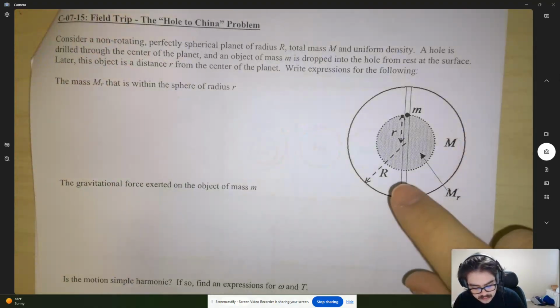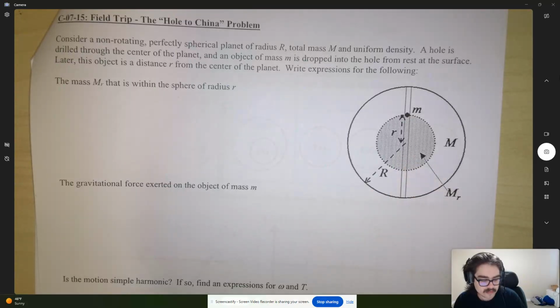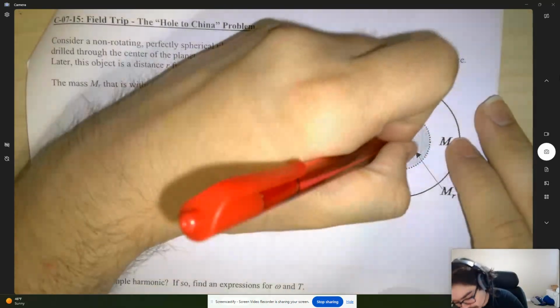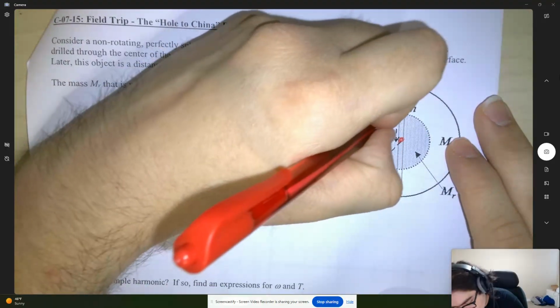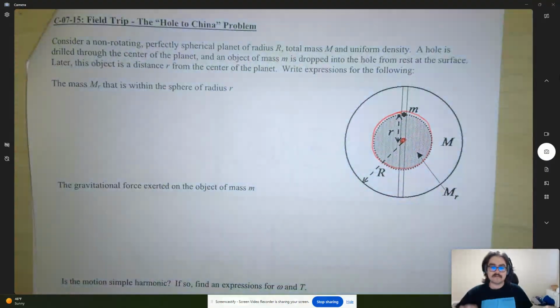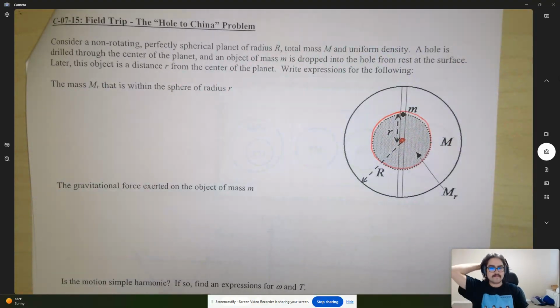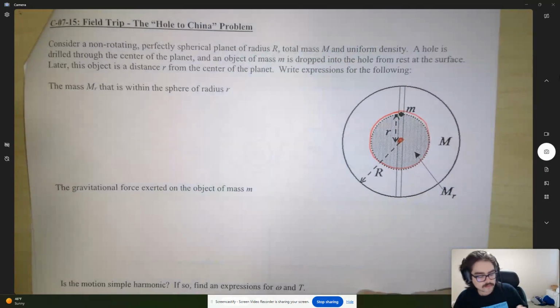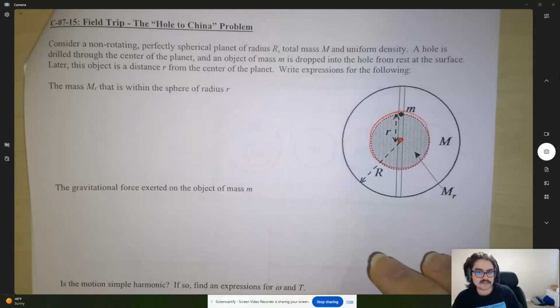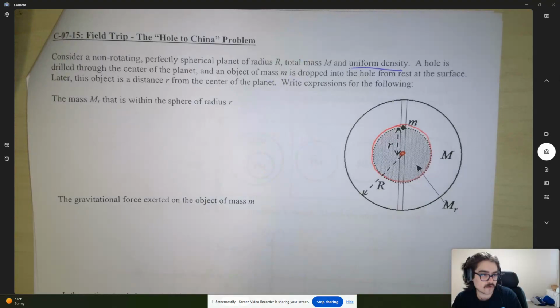So this is an instant where the object is a distance r from the center of the planet. The center of the planet is right here in the dead center, and this is like a segment of the sphere. Basically we're making a sphere that has the radius r. To find out how much mass is within that sphere, the most critical piece of information is that there's uniform density. That means there's the same mass per volume throughout.